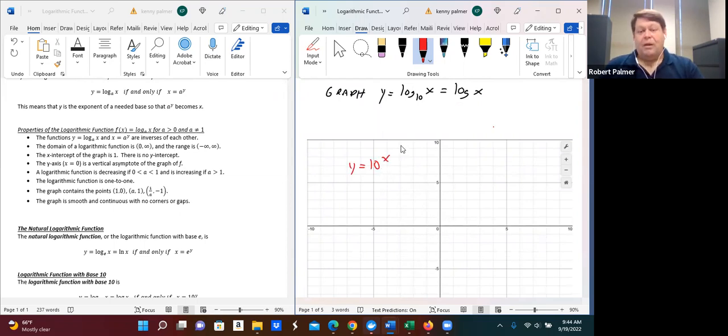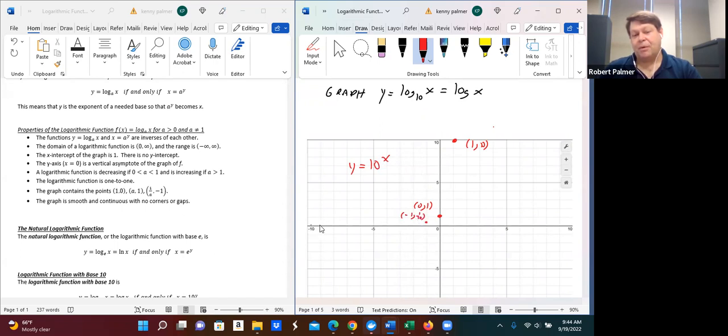All exponential functions have a y-intercept of (0, 1). You also have the point at 1. If I plug in 0 for x, you get 1. If I plug in 1 for x, you get 10, so way up here. And if I plug in negative 1, I will get 1/10, so that's way down here, almost on the x-axis. So negative 1 and 1/10.